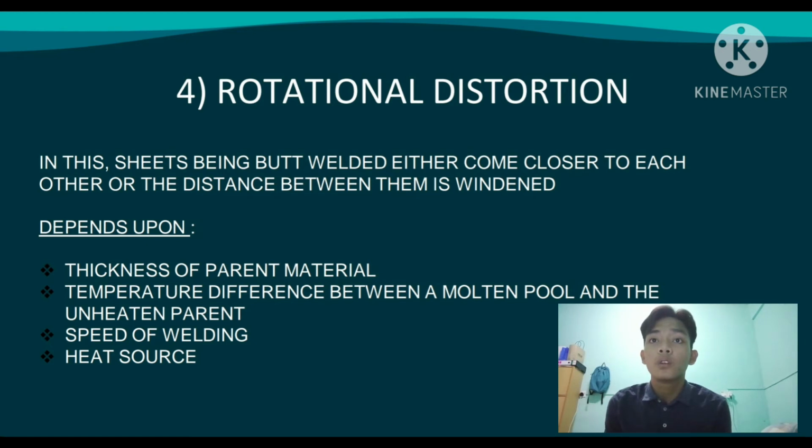Number 4. Rotational distortion. In this, sheets being butt welded either come closer to each other or the distance between them is widened. Depends upon thickness of parent material, temperature difference between a molten pool and the unheated parent, speed of welding, and heat source.